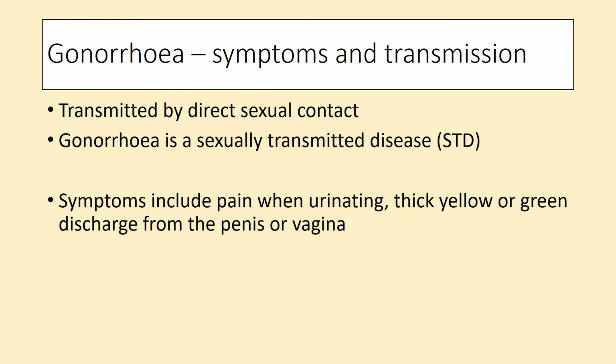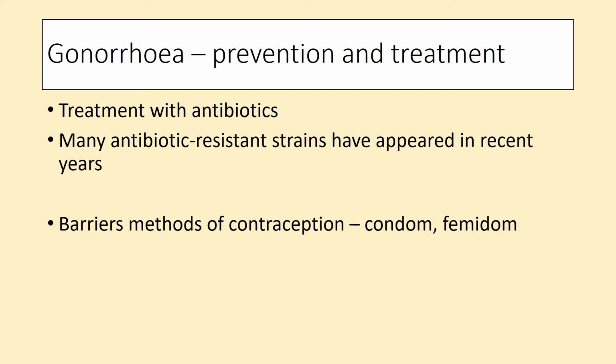So gonorrhea is transmitted by direct sexual contact and is classified as an STD. And the symptoms include pain when urinating, and thick yellow or green discharge from the penis or vagina. Now we can treat gonorrhea with antibiotics, which we'll go on to in further detail within this PowerPoint.